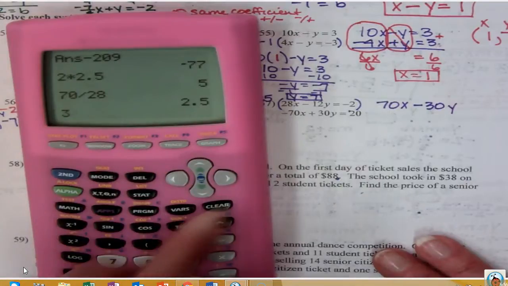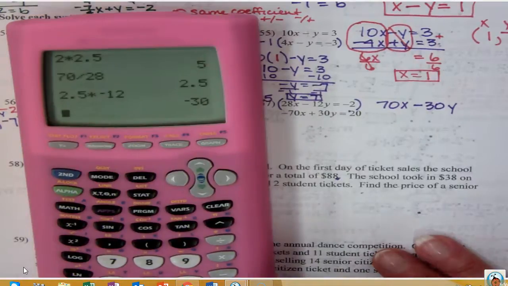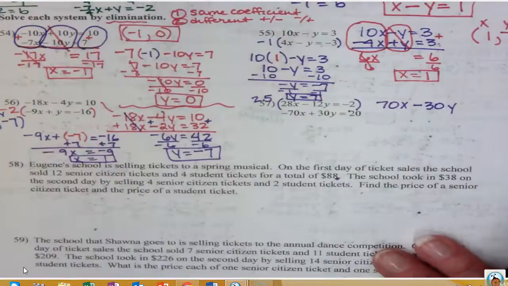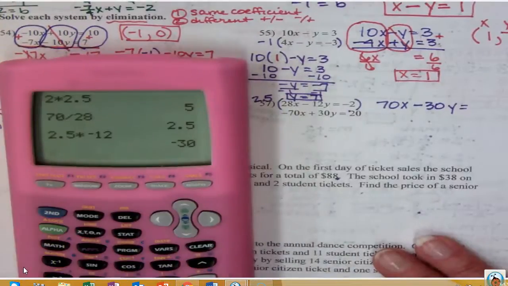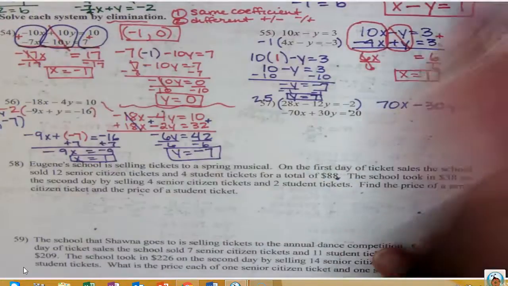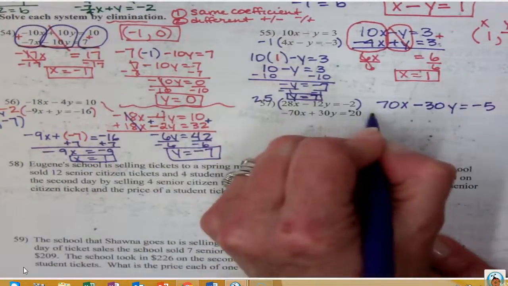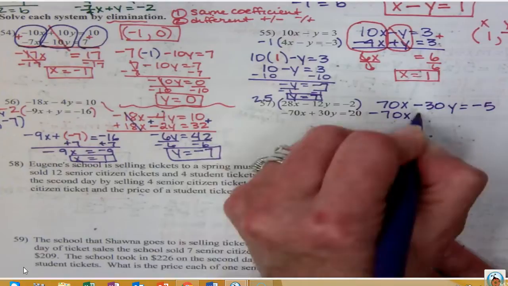Let me double check my math. 2.5 times negative 12 equals negative 30. Then 2.5 times negative 2 is negative 5. Alright, so now I haven't done anything to this other equation, so I'm just going to bring that over, because I really wanted a way to eliminate my x.